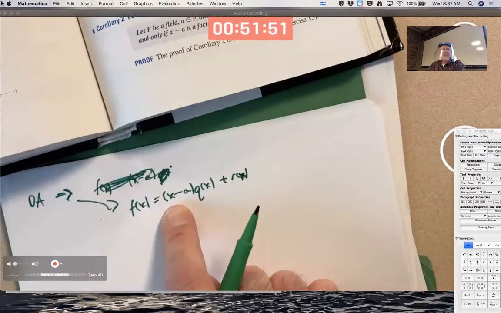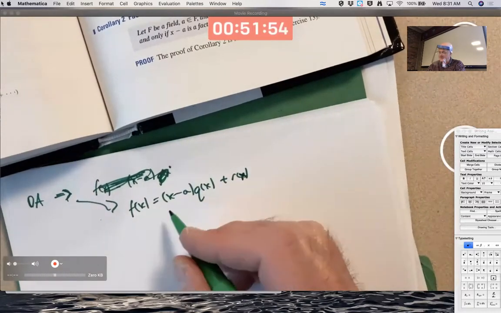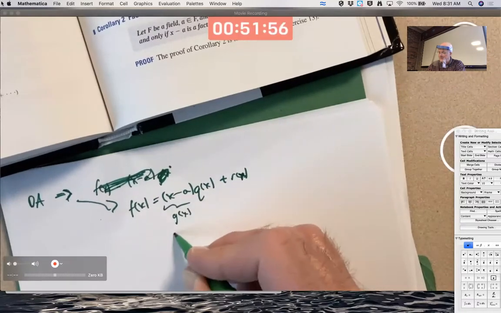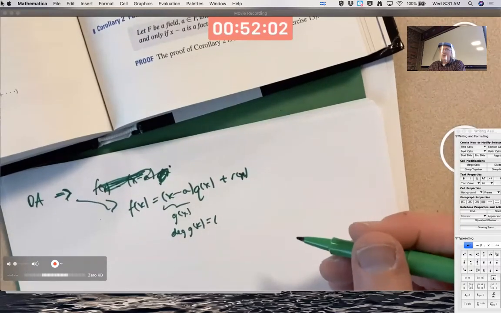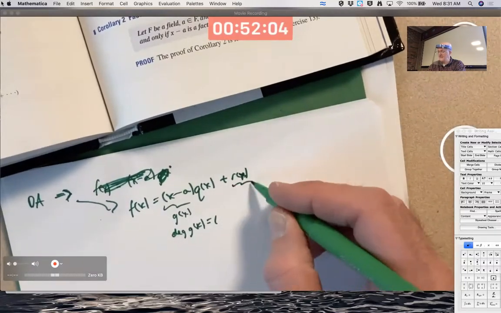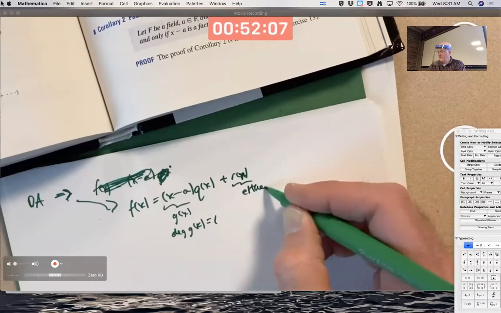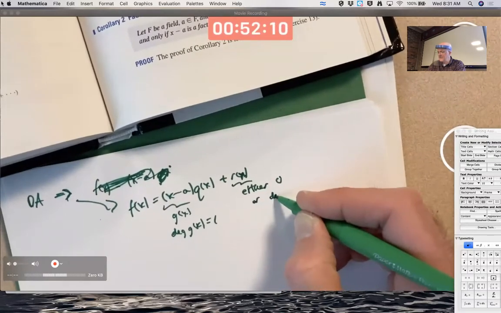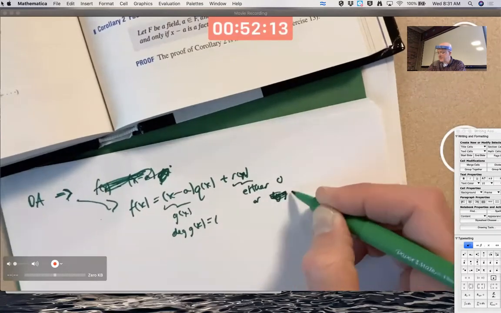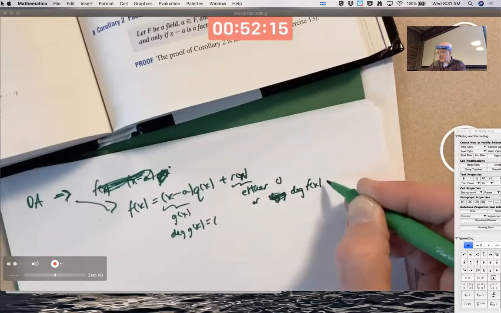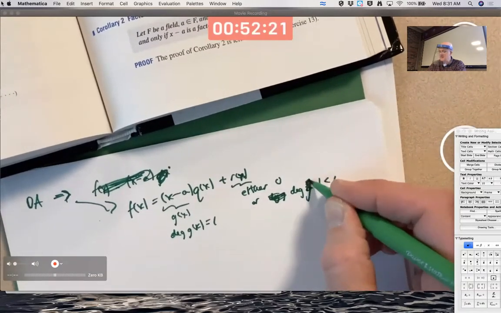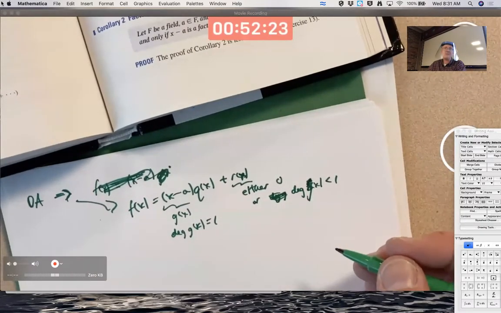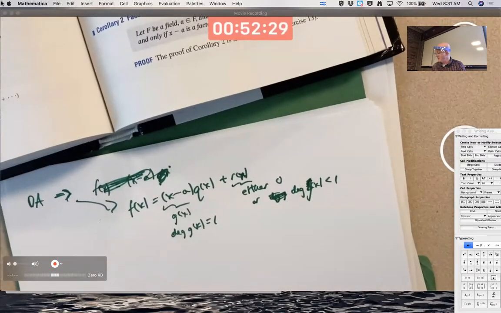And we're dividing by a degree 1 polynomial here. That's the g of x. Degree of g of x is 1. Therefore, we also know from the division algorithm that r of x is either the 0 polynomial or has a degree less than g of x, which would be less than 1. In other words, r of x either way has to be a constant. May or may not be 0, but it's got to be a constant.